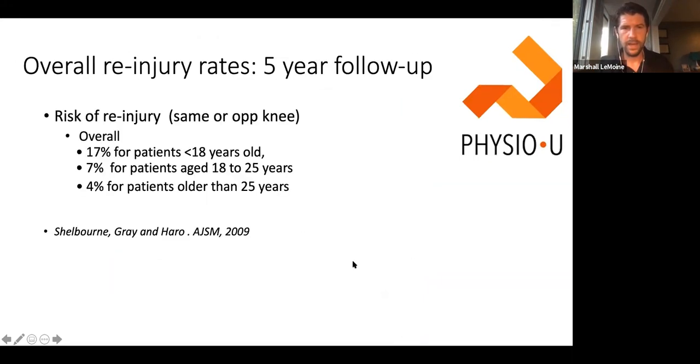All right. At a 5-year follow-up, 17% of patients re-tore. If they were less than 18, 7%. So the older they are, the more likely they are to re-tear. Why do you think that is? Why do you think that people that are older have less re-tears than the younger group?